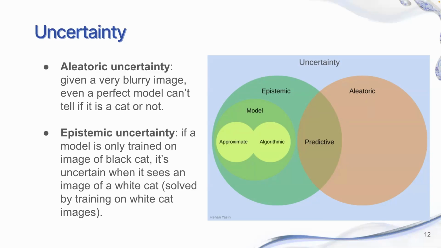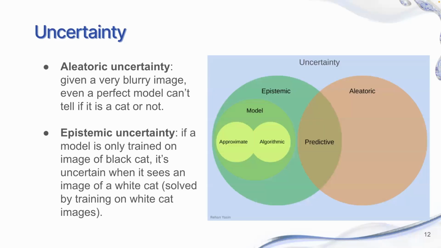And for epistemic uncertainty, on the other hand, let's say you have a model that's telling if it's a cat, but it's only trained on images of black cats. So it will be uncertain when it sees an image of a white cat, right? But this can be solved easily. You can just collect 100 images of white cats and keep training the model on those. And then after training, your model would be, oh, I know that this is a white cat now, so it's a cat, right?